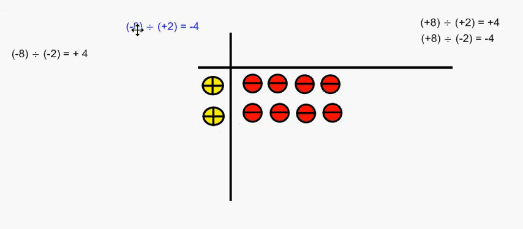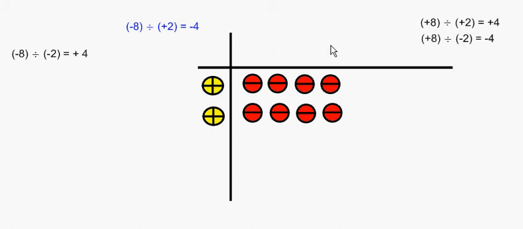And my question is now negative 8 divided by positive 2. There's my negative 8 in my dividend. There's my positive 2 in my divisor. I'm looking for my quotient. And I know I'm going to have 4 because I've got 2 rows, but I need 4 columns. So I know it's going to have to be 4, but what color does it have to be?